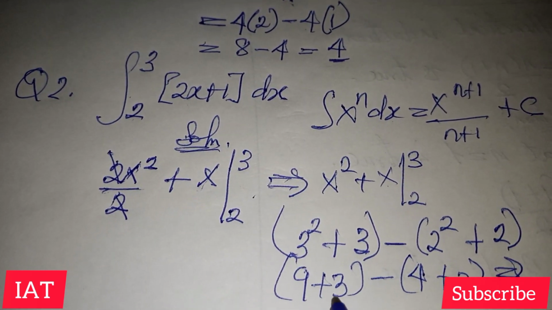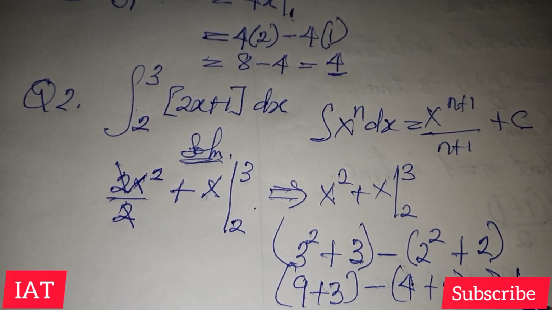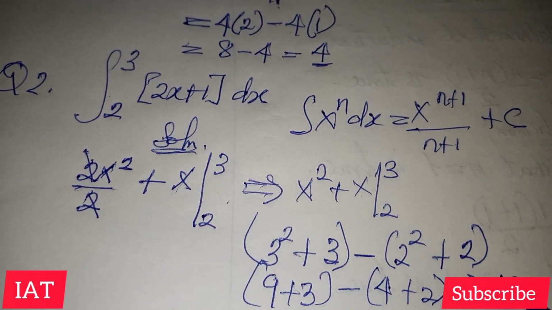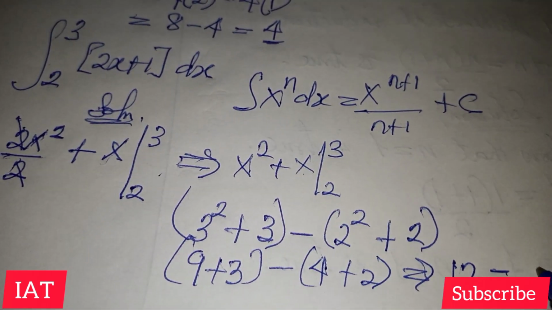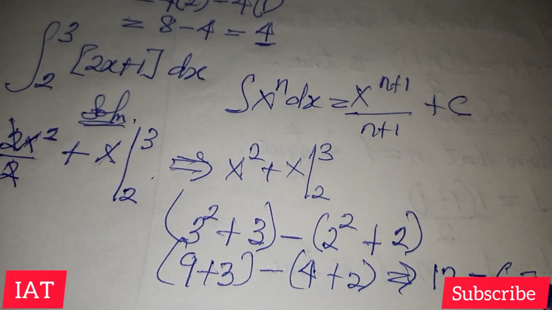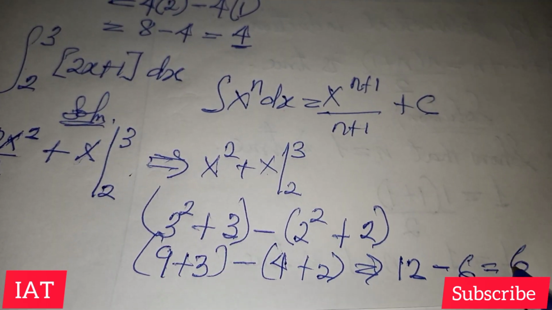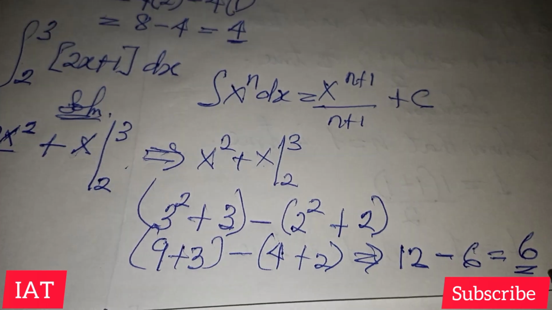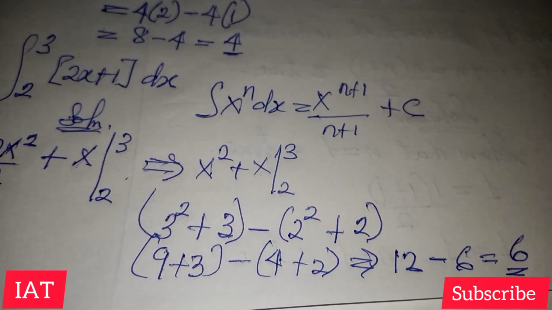So what is the result of this? 9 plus 3 gives us 11. Sorry, that will give us 12. Minus, and what is 4 plus 2? That will be 6. And then 12 minus 6, the result of this is 6. Of course, it gives a real number. There's no constant attached to it.